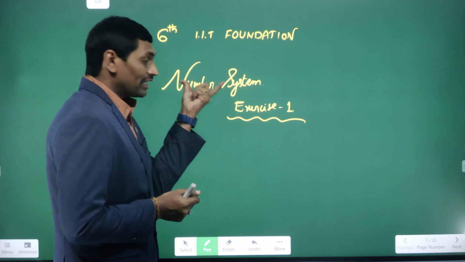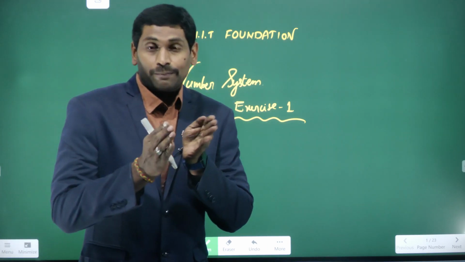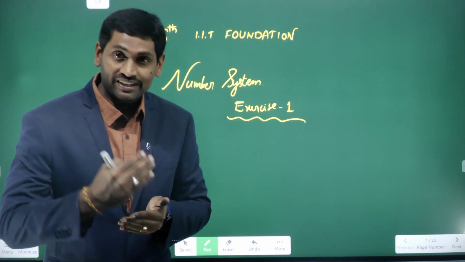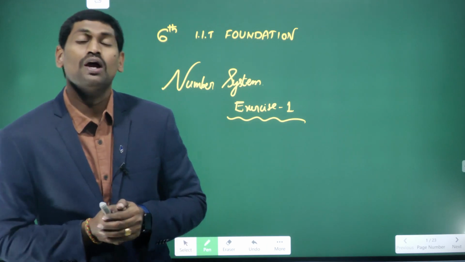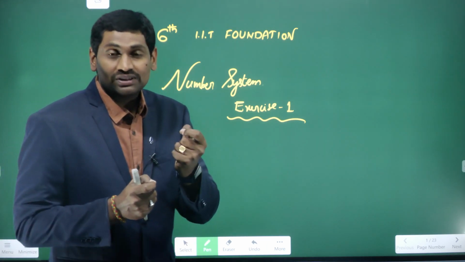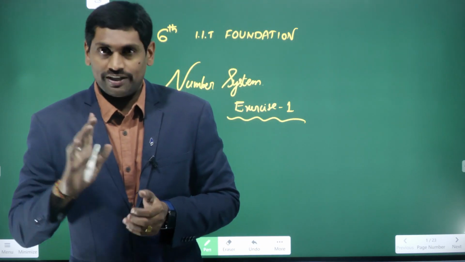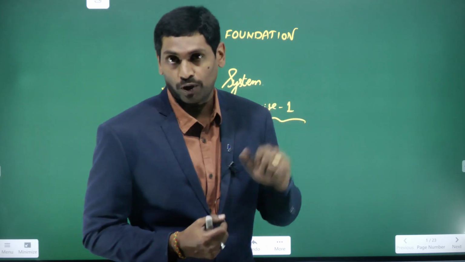Right, so we are dealing with the number system topic today. In our previous class we discussed successor, predecessor, even numbers, odd numbers, prime numbers and composite numbers, and also the form of an even number and the form of an odd number. Okay, so let us see some exercise problems.